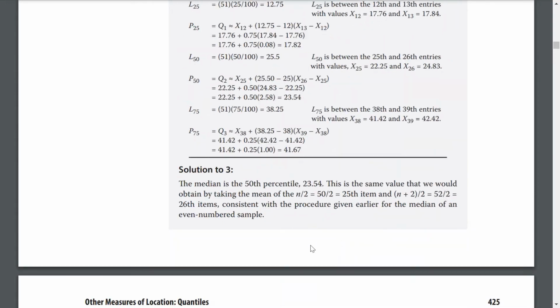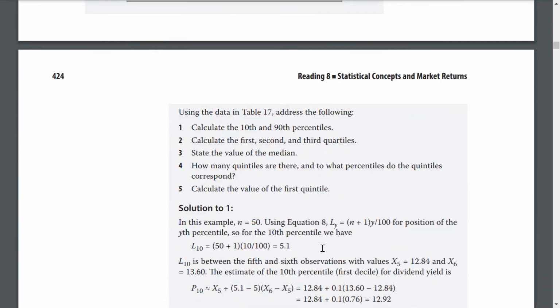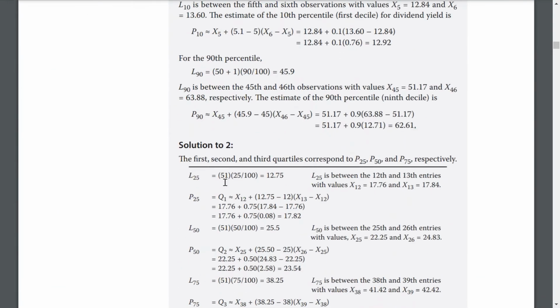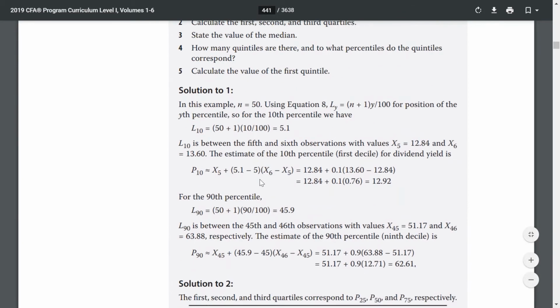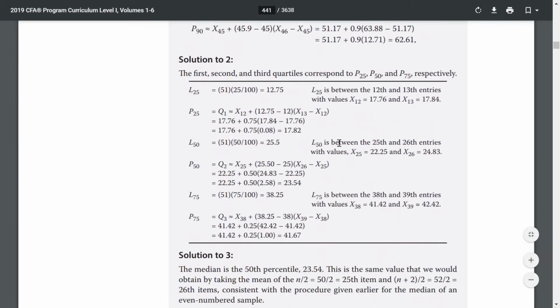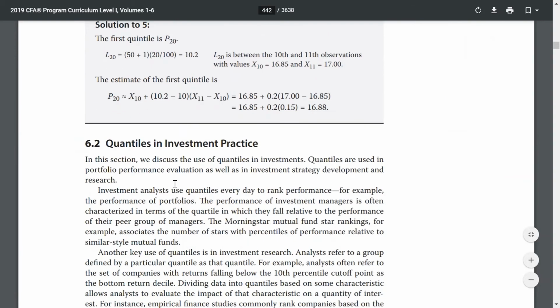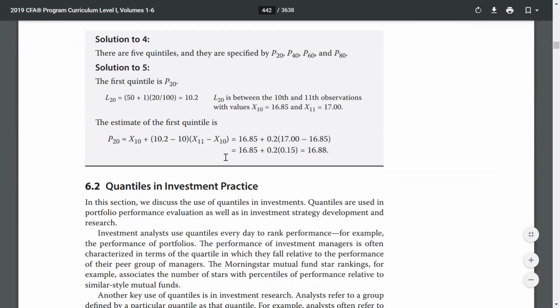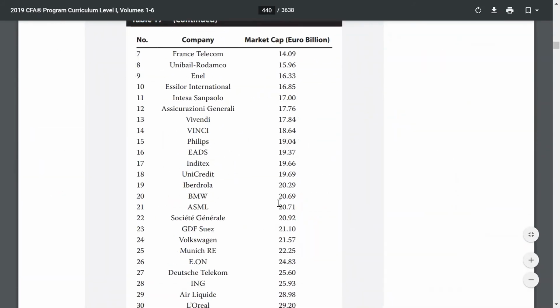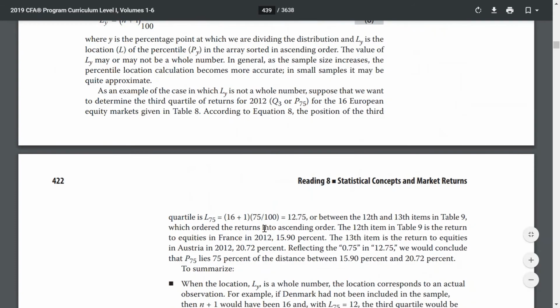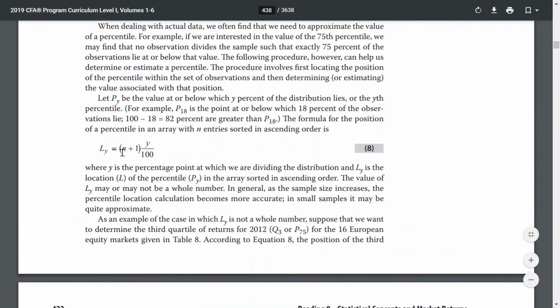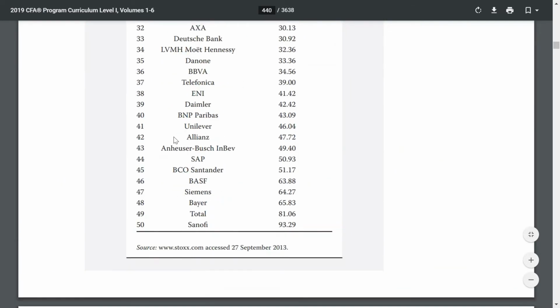Solution to 2. What is 2 asking? 2 is asking to calculate the first, second, and third quartiles. That's easy, we just calculate it. Instead of putting in the 10th percentile, we put in the quartiles, so 25 out of 100, and we treat it the same way. Solution to 3 is also the same thing. 4 is also the same thing. 5 is also the same thing. Just know this formula, and you would be fine for knowing the quartiles, the quantiles, the percentiles, and so on.